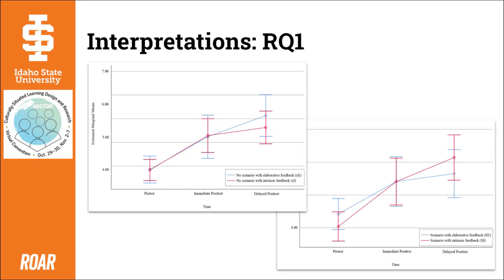Although no statistically significant differences were observed for research question 1, by examining these line graphs, we can see an apparent interaction effect. For the scenario groups, participants who had scenarios with intrinsic feedback had a lower starting score, but then they were able to catch up to the participants who had elaborative feedback on the immediate post-test and then actually surpass them on the delayed post-test. For the no scenario groups, those who received intrinsic and elaborative feedback had similar means on the pretest and immediate post-test, but those who had elaborative feedback appeared to score higher on the delayed post-test than participants who had intrinsic feedback.